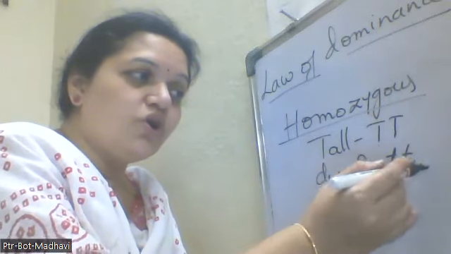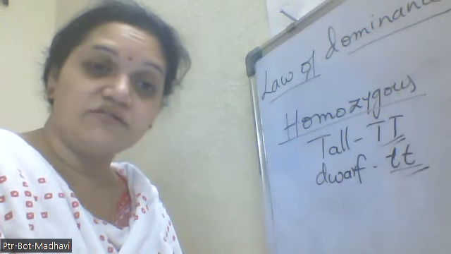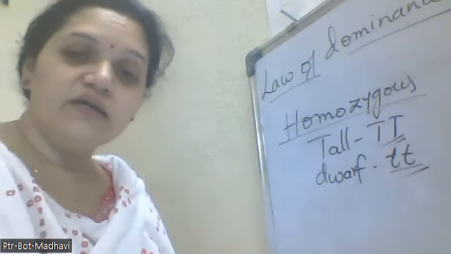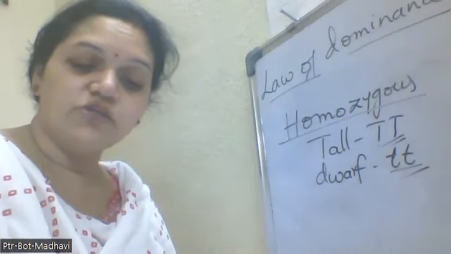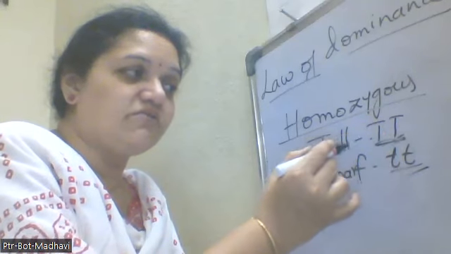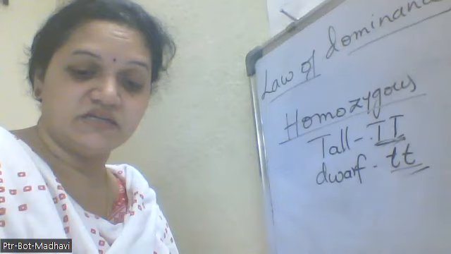Okay. So always the dominant character should be represented with capital letters, and the recessive character should be represented with small letters. And here the homozygous, that means the two alleles which are of the same kind to represent one trait, is called the homozygous representation.